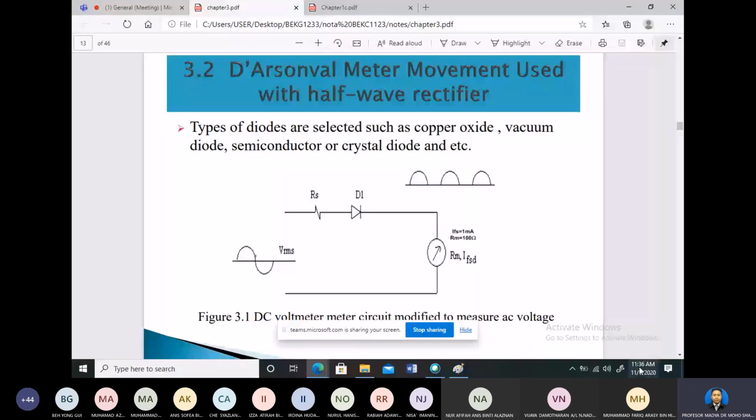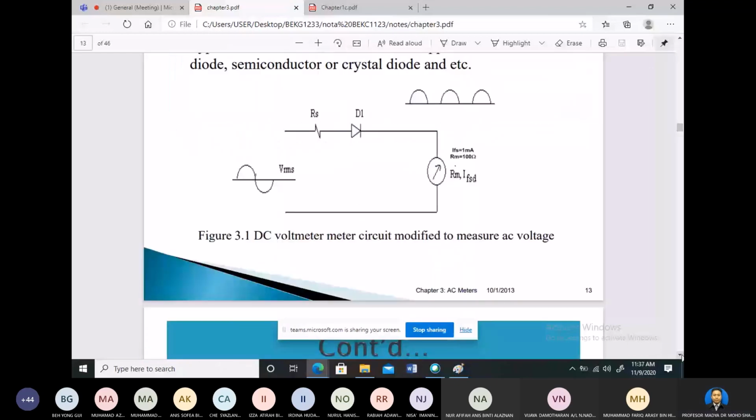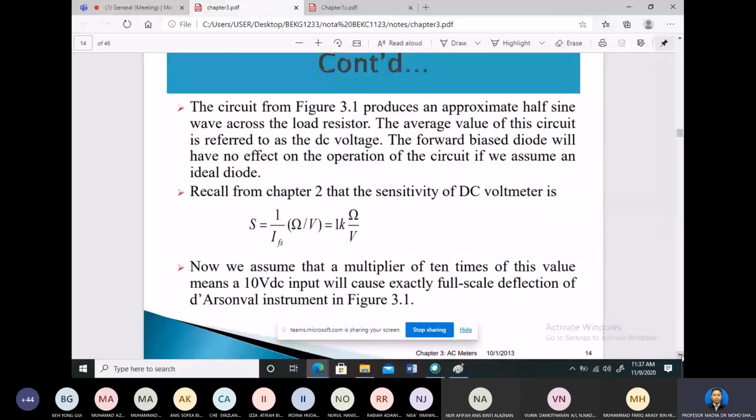This means we only use one rectifier, or you can use two. The circuit from figure 3.1 produces an approximate half sine wave across the load resistor. The average value of this circuit is referred to as the DC voltage. The forward biased diode will have no effect on the operation of the circuit if we assume an ideal diode.